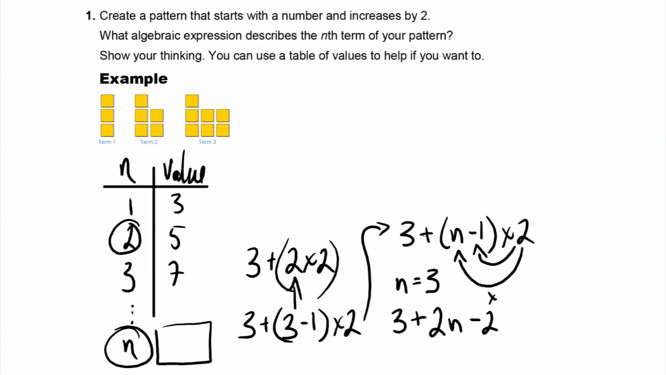And if we now finish this off, we can collect the like terms. 3 minus 2 is 1, and then we just have 2n left over. So our final expression for this series is 1 plus 2n. So for any value of n, we can figure out what the value of that term is going to be. If n is equal to 5, the value will be 2 times 5 plus 1, which is 11.